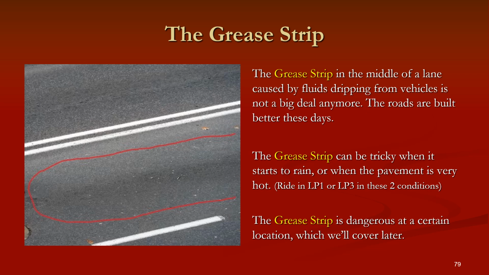Now, the grease strip is dangerous in certain situations or locations. Basically, it's at toll booths. So you got to be careful when you're pulling up to a toll booth. Watch out for that grease strip because the sun doesn't get to dry it because of the overhang. Maybe you want to be in the LP1 or LP3 section of that toll booth lane, depending if you have the Easy Pass or not. If you got to stop and pay the toll, you want to be in that LP1 position so you're close to the basket. But if you got the Easy Pass, you can use LP1 or LP3.